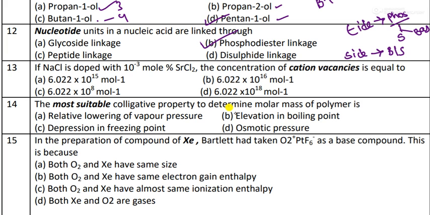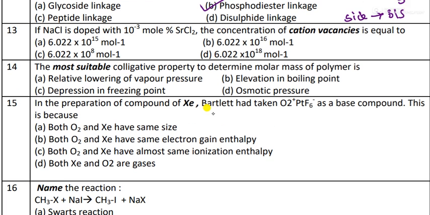Next question is about the nucleotide. Remember, a nucleotide must contain a phosphate along with the sugar plus base. A nucleoside doesn't contain a phosphate group; only base and sugar molecules are there. So the answer is option B. A phosphodiester linkage will be there.